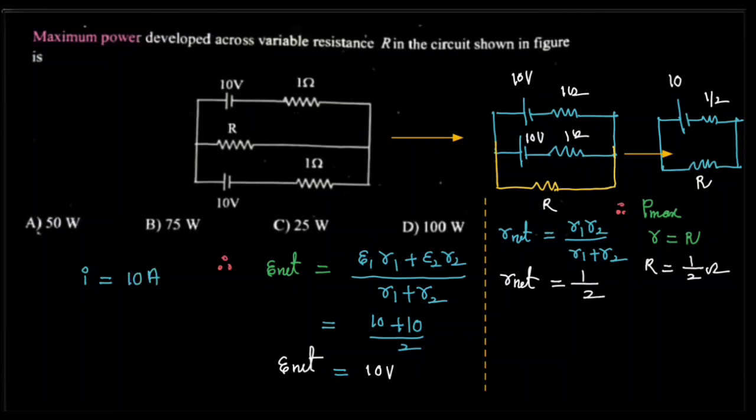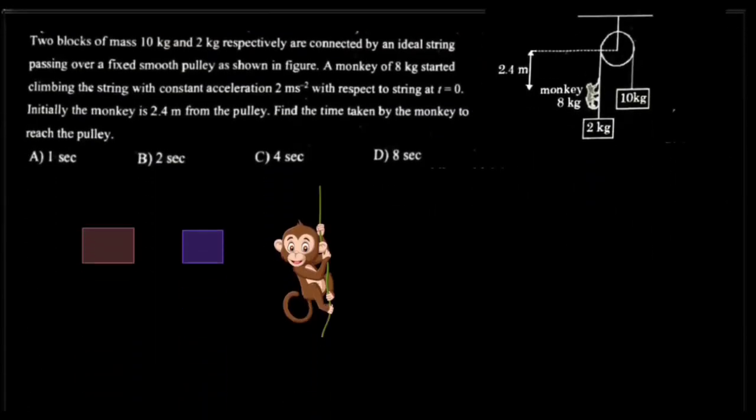Therefore Pmax across that R can be written as I square into R, right? I square is 10 into 10, that is 100, into R which is 1/2. Then it cancels and you get 50 watt. So that is the right answer for this question. Clear? Moving to the next question. So this is the next question.